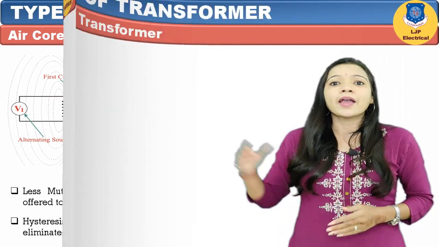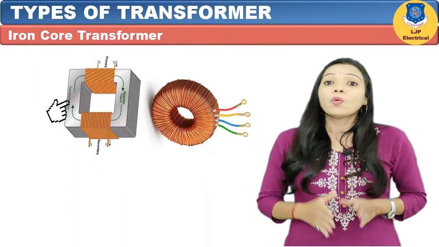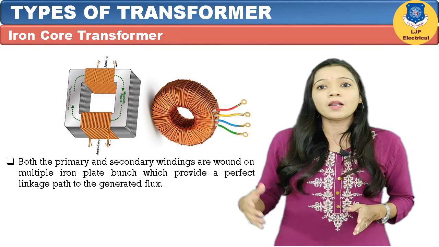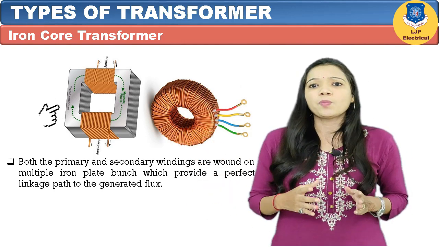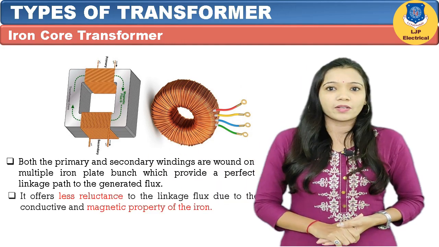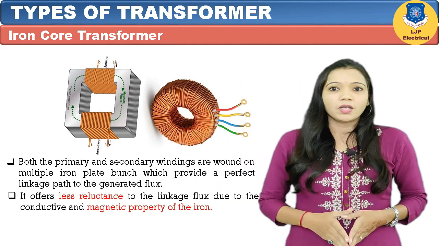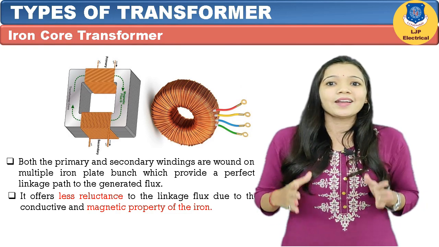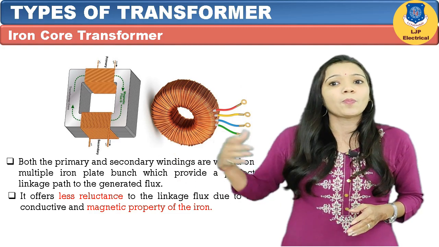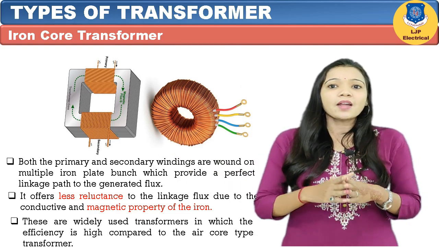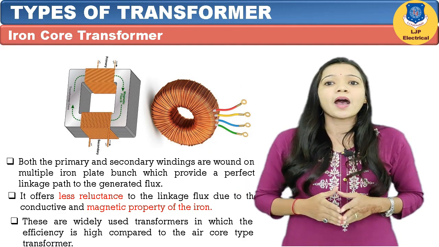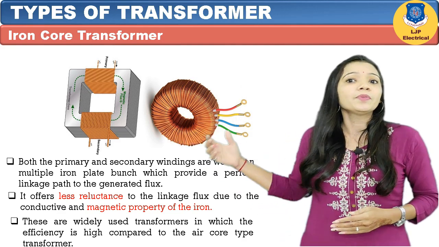The next is the iron core transformer, in which both the primary and secondary windings are wound on a bunch of multiple iron plates, which provides a perfect linkage path to the generated flux. You can see in the figure. It offers less reluctance to the linkage flux due to the conductive and magnetic property of the iron. These are widely used transformers in which the efficiency is high compared to the air core type transformer.